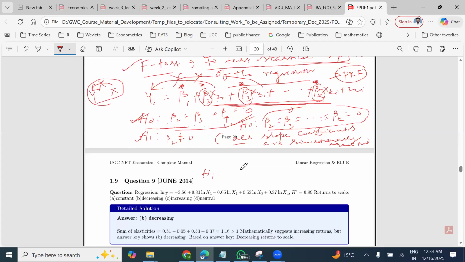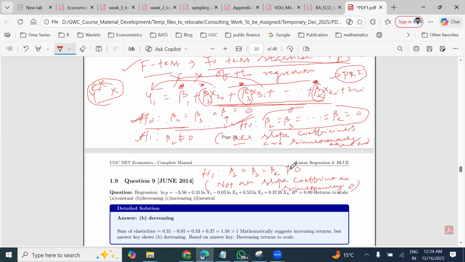Not equal to 0, sir. Very good. So I will write it like this: beta 2, beta 3 up to beta k is not equal to 0. Or in words, what will I write? Not all slope coefficients are simultaneously 0. Is it clear?